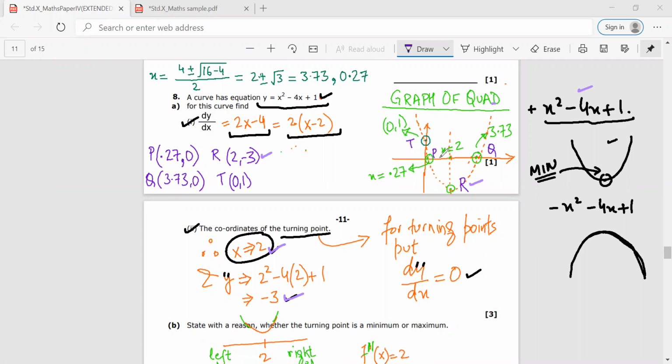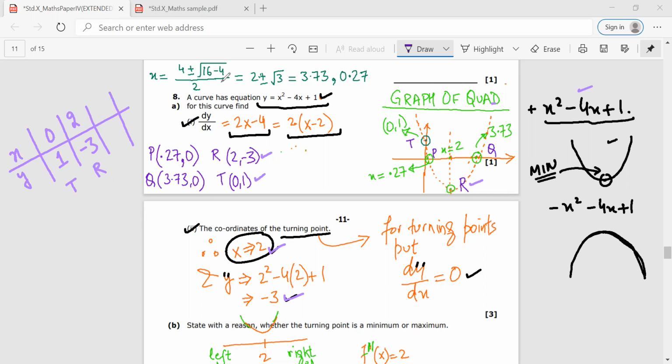If I want another easy point on this quadratic equation, if I put x is equal to 0, these are the easy points that I will get on this parabola. If I put x is equal to 0, the value of y that I will get is 1. R point is 2 minus 3. This is another point that I've got. So 0, 1 is point T. This is the point T that I've shown.